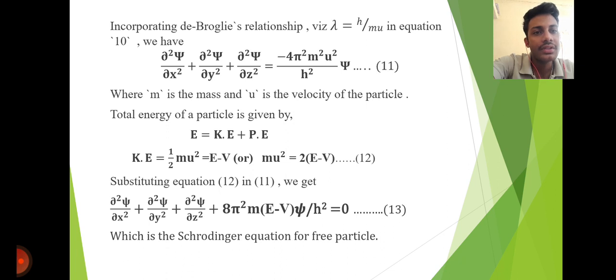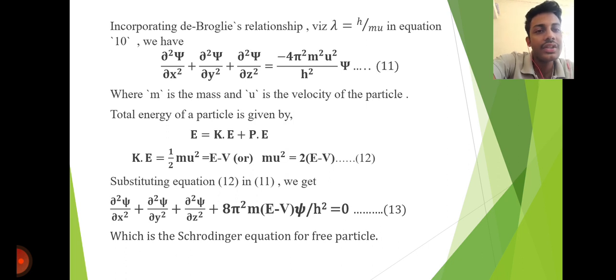We know that the de Broglie relationship is λ = h/mu. Substituting this in equation 10, we get ∂²ψ/∂x² + ∂²ψ/∂y² + ∂²ψ/∂z² = -4π²m²u²/h² ψ.